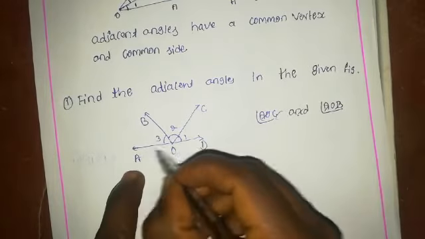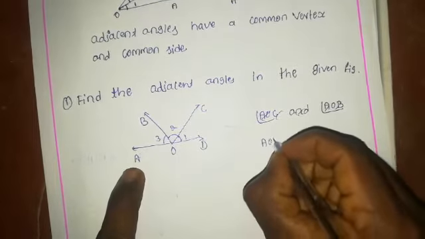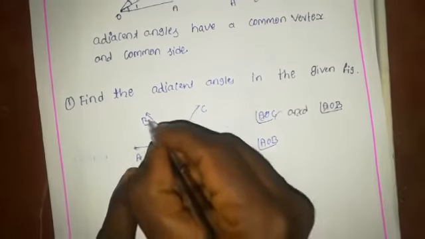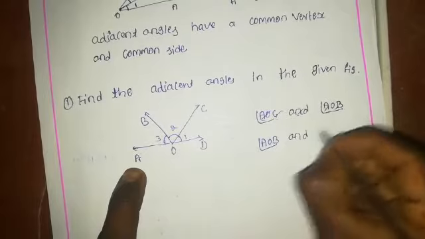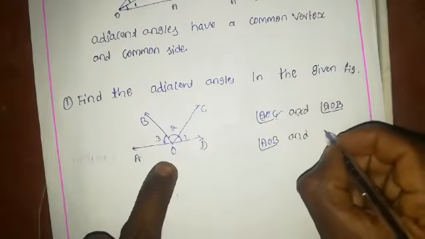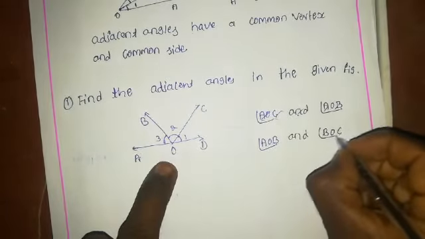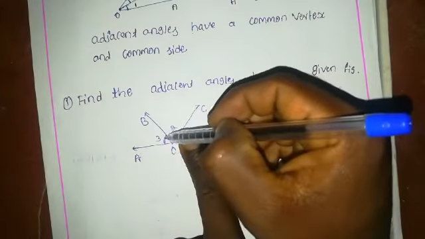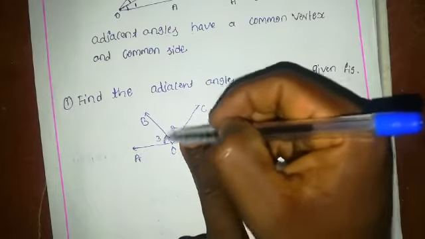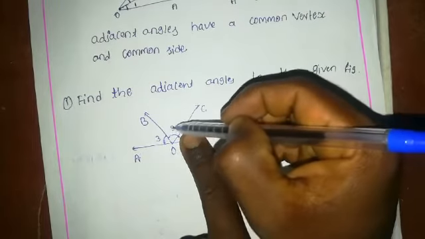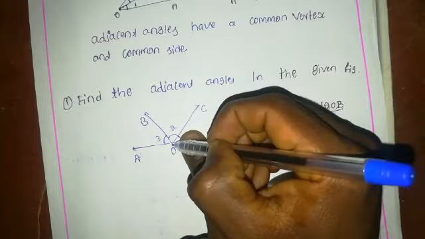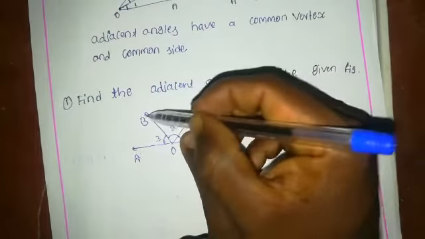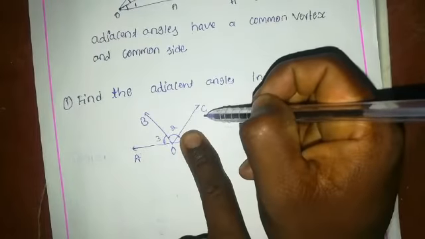Listen here, angle AOB means angle 3. Now consider the two angles, AOB, angle 3, and angle 2, BOC. For angle 3 and angle 2, O is the common vertex and OB is the common side. So angle AOB and angle BOC are adjacent angles.